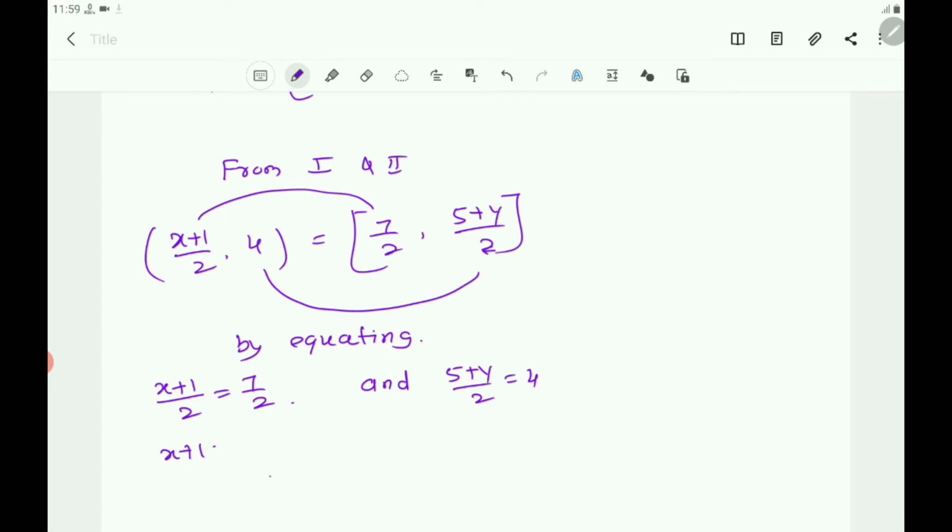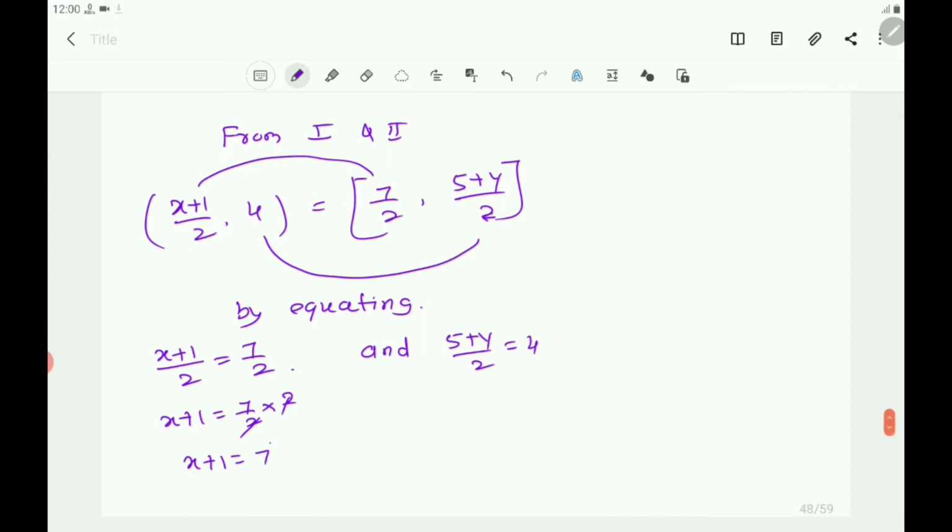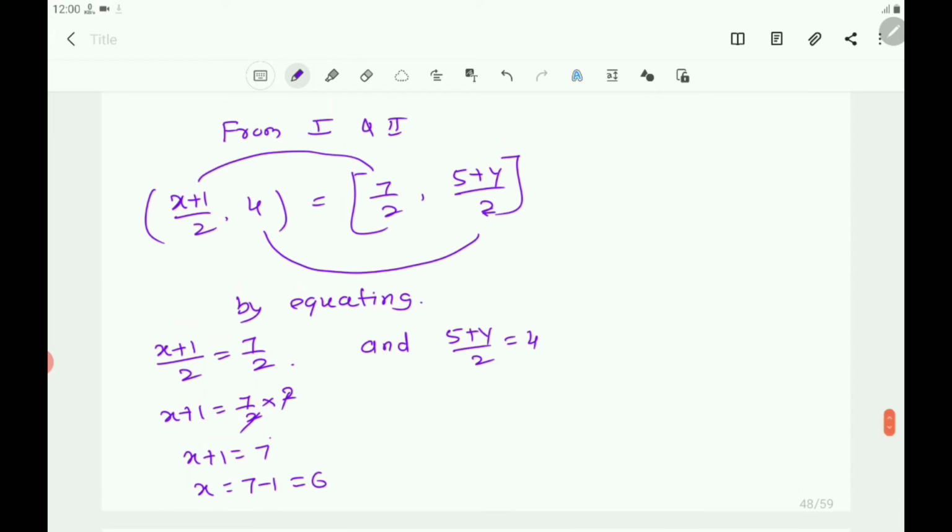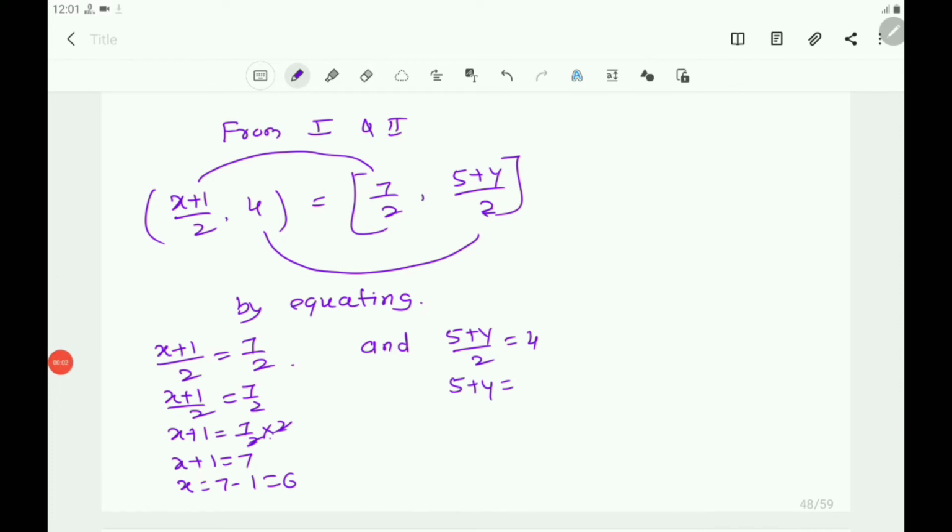Then x plus 1 equals 7 by 2 into 2, the 2s cancel, and x plus 1 equals 7. Then x equals 7 minus 1 equals 6. Here you get 5 plus y equals 4 times 2, which is 8. So y equals 8 minus 5 equals 3. Therefore you got x equals 6, y equals 3. These are the values of x and y.